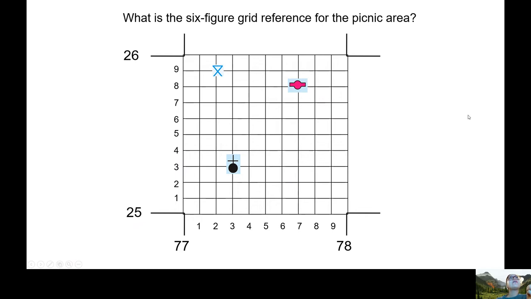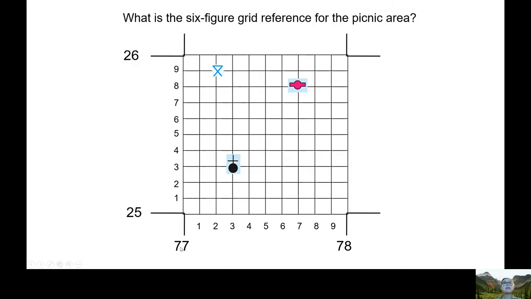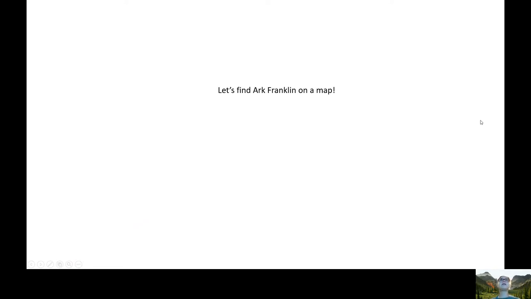What is the six-figure grid reference for the picnic area? Well, we start off on the x-axis. It would be 77, going all the way down to 2, so 772, and then 259. So together it would be 772259.